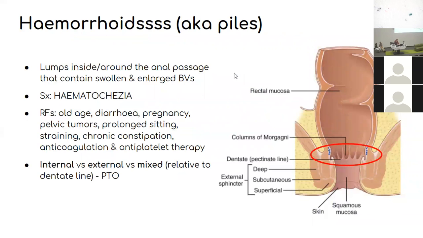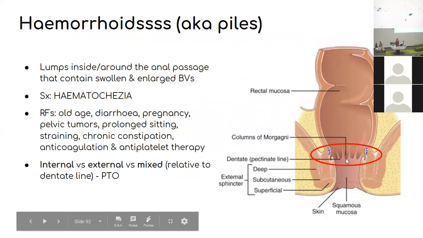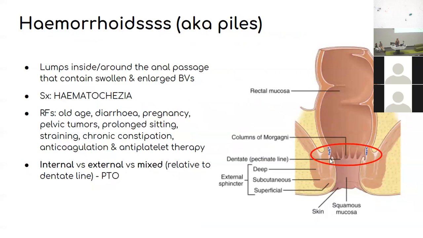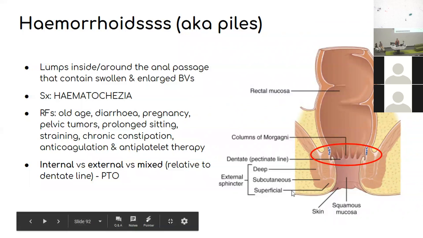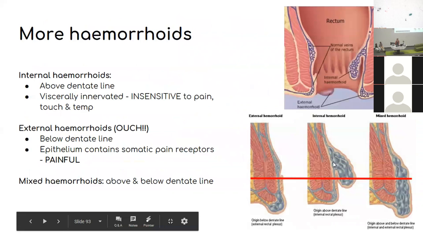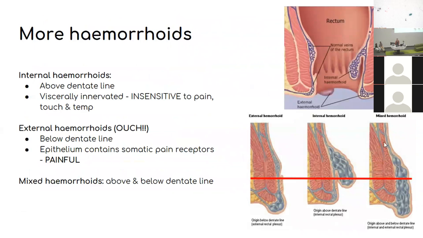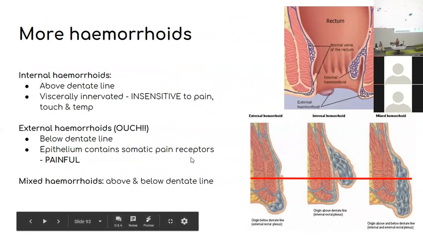Hemorrhoids. We've discussed these in the case of portal hypertension, so I won't cover them too much, but just know that you have internal hemorrhoids and external hemorrhoids, and they're defined relative to their position to the dentate line or pectinate line, which is this squiggly thing here. Above is internal, they are not painful. Below are external, they are painful. And you can have a mixed picture as well, so you can have some that originate from above and below the dentate line.